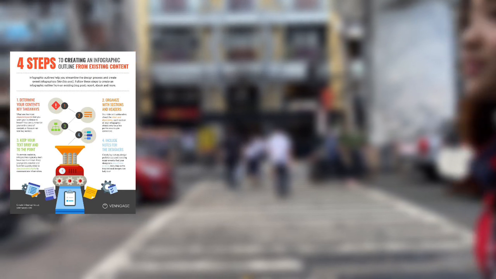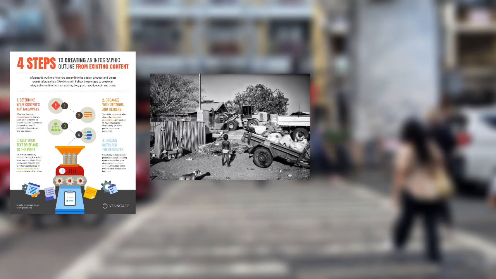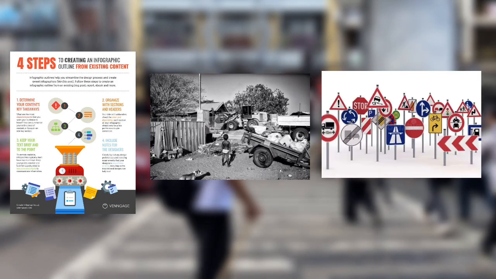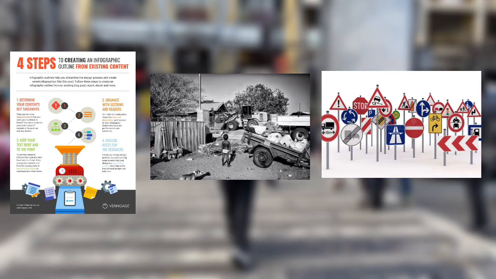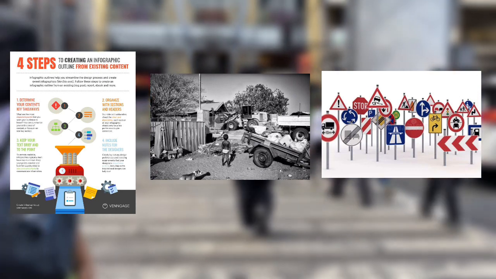These are some examples of different forms of visual communication: a well-designed infographic explaining a concept, a compelling photograph that tells a story, a clear and concise traffic sign. But how do these visuals work? How do they convey meaning? This is where semiotics comes in.